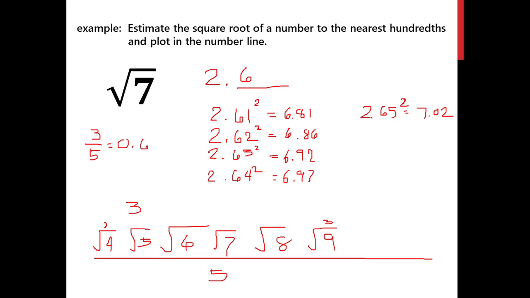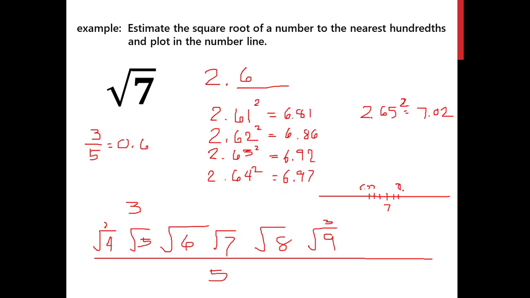Okay? So if I use the number line here and 7 is here, 6.97 is 3 units away. All you need to do is to subtract 6.97 from 7. Okay, 7 minus 6.97 is 3 units away. While this one, 7.02, is 2 units away. So this one is closer, right?